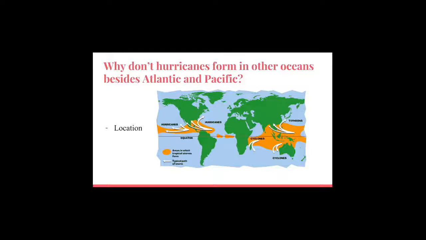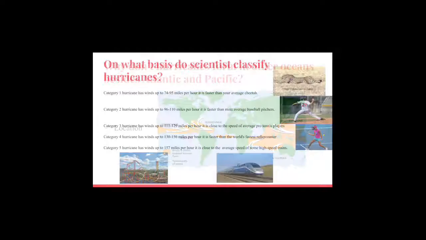Hurricanes, cyclones, and typhoons are all scientifically classified as a cyclone. However, they get their names by where they form. Cyclones form in the Indian Ocean and off the coast of Australia. Typhoons form north of the equator in the western Pacific Ocean, and hurricanes form in the Atlantic and eastern Pacific Oceans. Category 1 hurricanes have winds of 74 to 95 miles per hour.